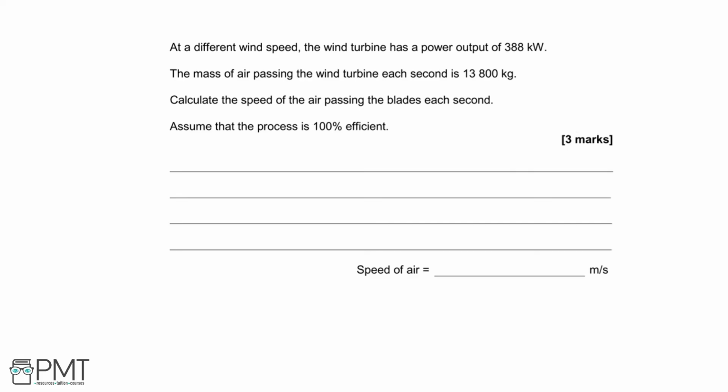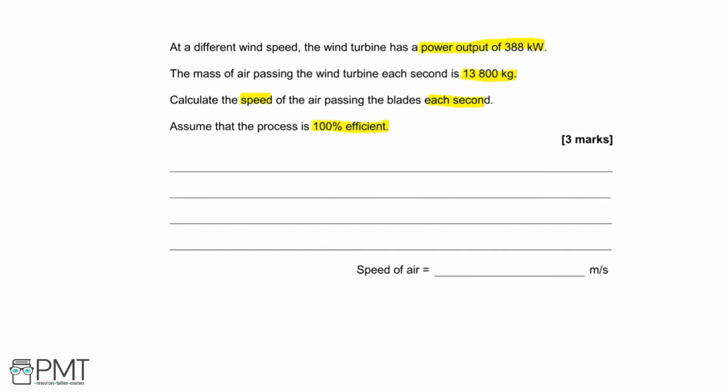At a different wind speed, the wind turbine has a power output of 388 kilowatts. The mass of air passing the wind turbine each second is 13,800 kilograms. Calculate the speed of the air passing the blades each second. Assume that the process is 100% efficient.